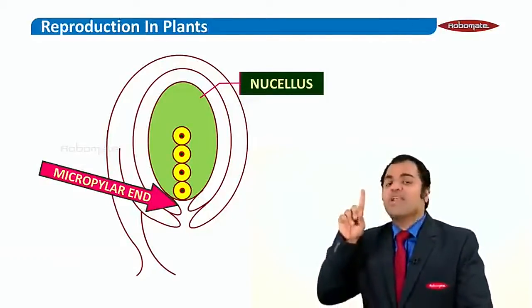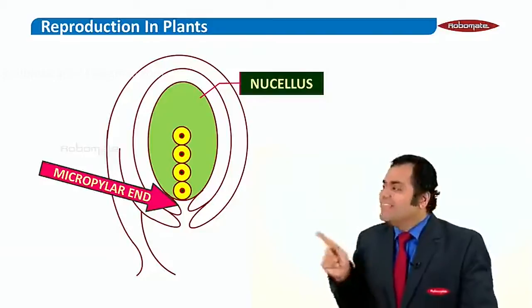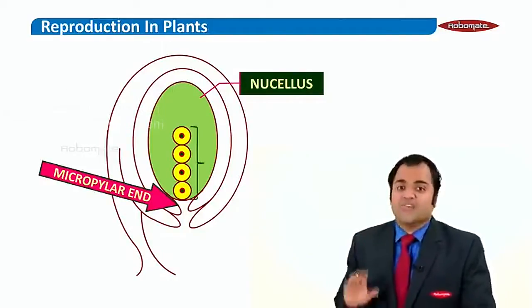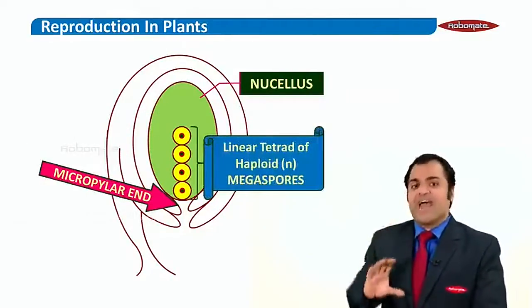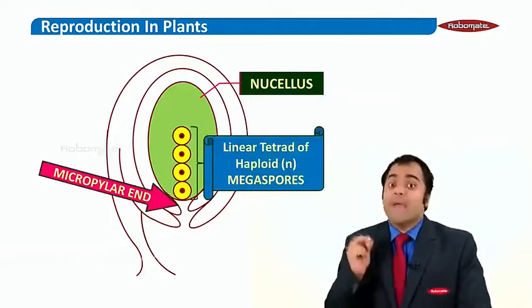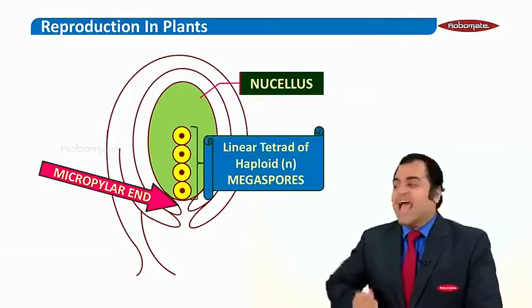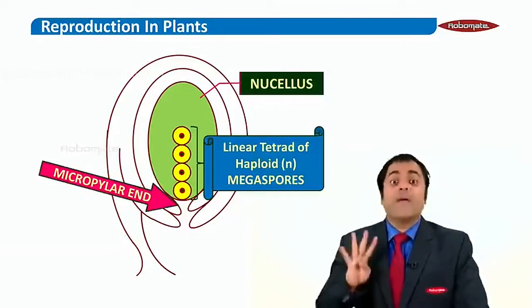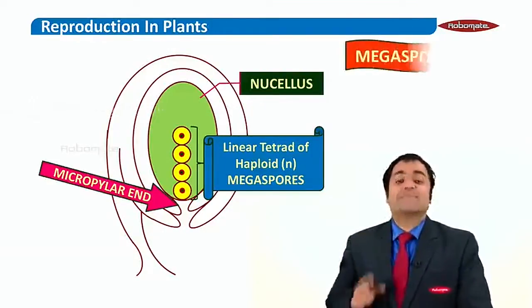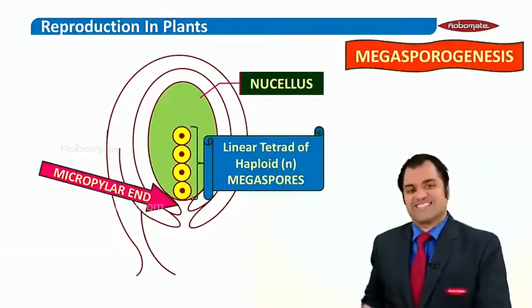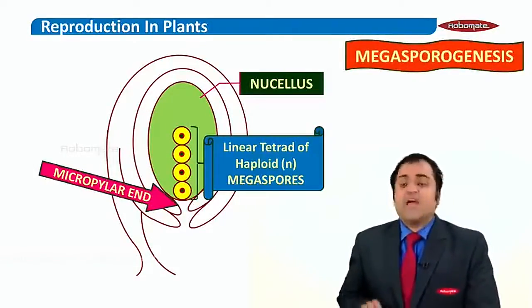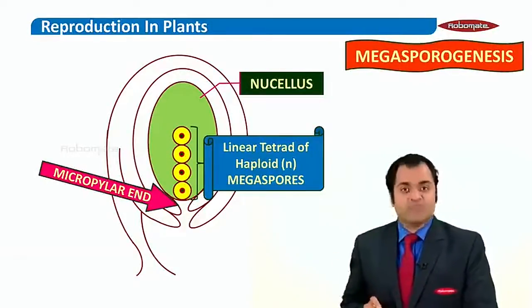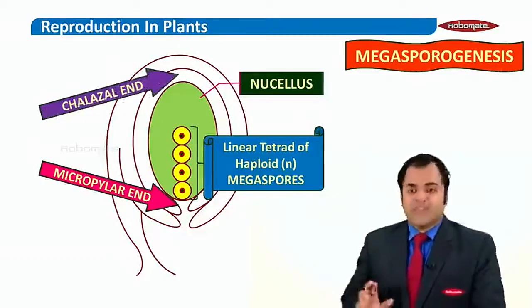Those were called microspores, and these 4 cells arranged in the form of a linear tetrad are called haploid megaspores. And this process of formation of 4 haploid megaspores is called megasporogenesis. Is that okay?